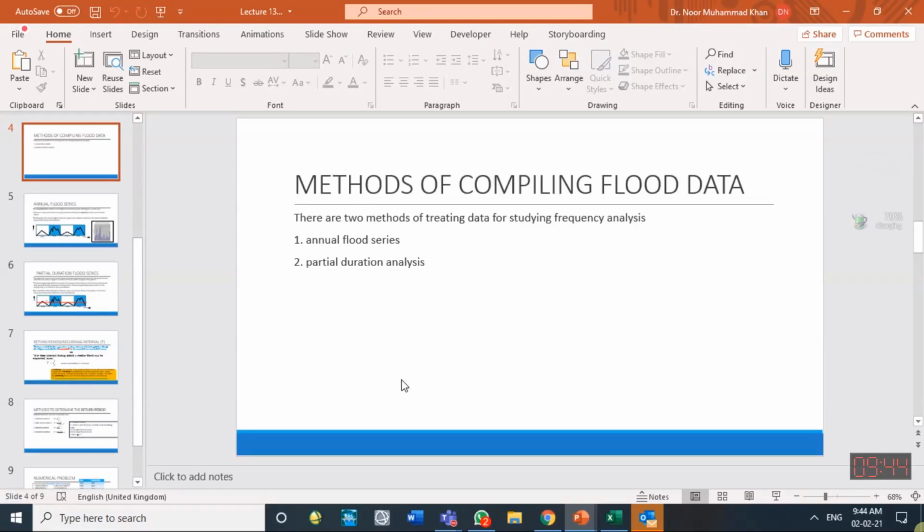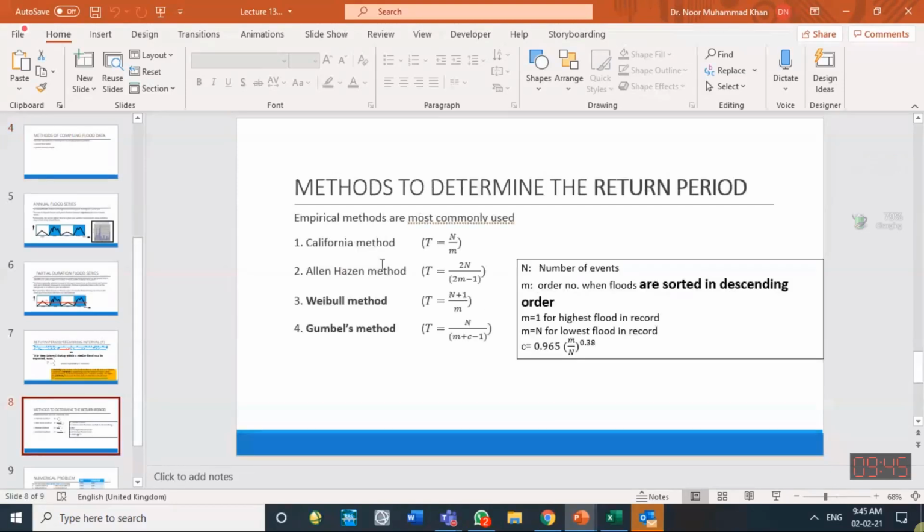The annual flood series is the instantaneously or momentarily recorded flood which is the maximum in a whole year, the annual maximum. So if you have that series for 30 years, you carry out flood frequency analysis, and it can be carried out using the formula given by the California method, the Weibull method, the Gumbel method, and other methods, the Allen-Hazen method. Any of these formulas can be selected.